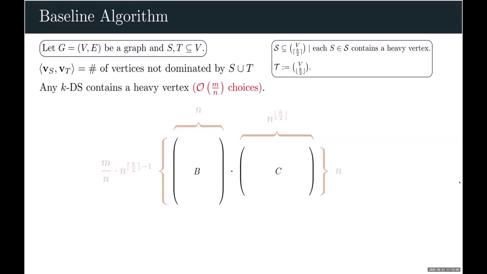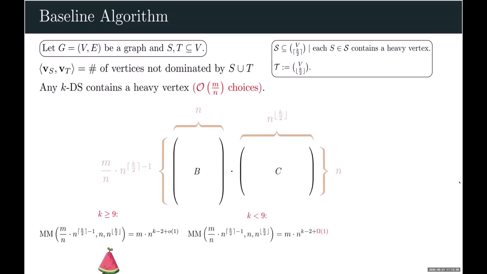So how fast can we multiply these matrices? If k is at least 9, this is precisely m times n to the k minus 2, by using rectangular matrix multiplication, let's say, for the art. I think this was also the question that came up yesterday during some talk. And this precisely matches our lower bound, right? So in this case, we are pretty happy. I don't know if you can see, but this is a happy watermelon here. If k is strictly smaller than 9, what happens then? Well, unfortunately, with the current rectangular matrix multiplication, we cannot really match this, but we are left with some polynomial overhead. And in this case, we are somewhat sad, and this is a sad watermelon.